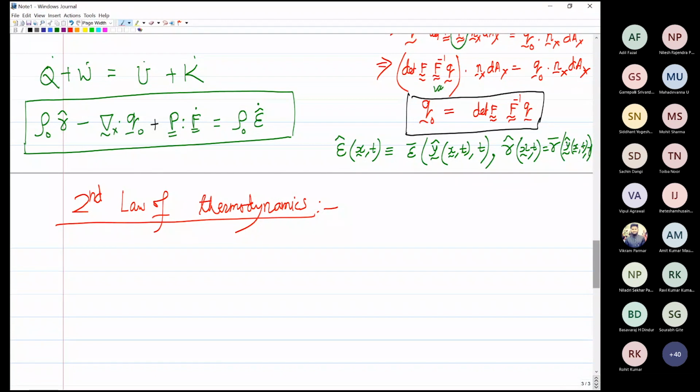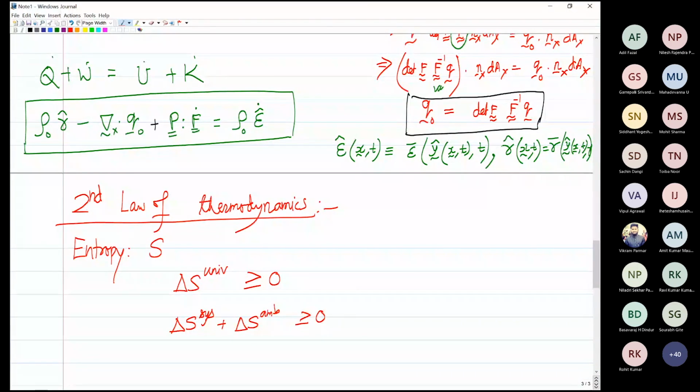Then you can also break it into two parts. So if you denote entropy by S, then delta S of the universe is greater than or equal to 0. And delta S of the universe, you can write in two parts: delta S of the system plus delta S of ambience, that's greater than or equal to 0. Where what is ambience? Ambience is universe minus system.